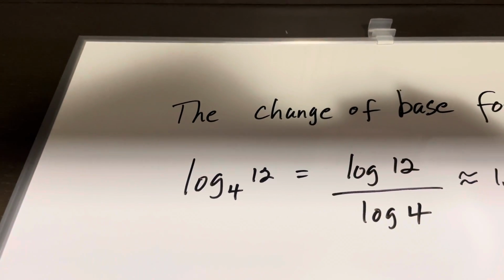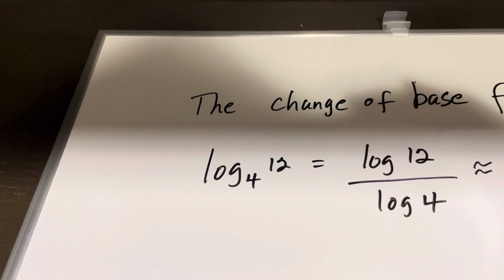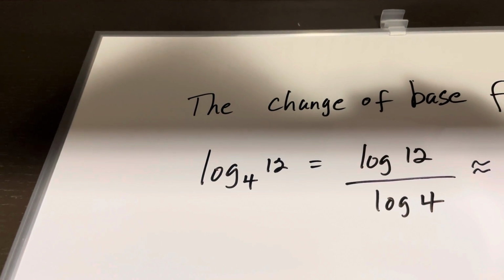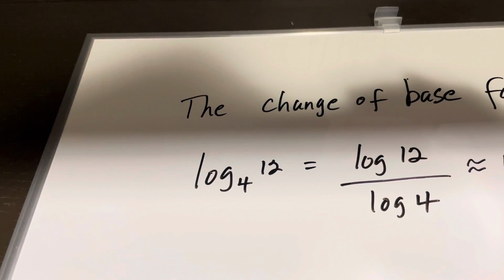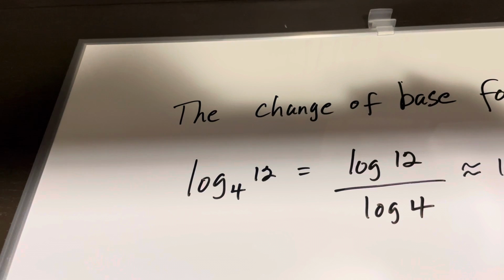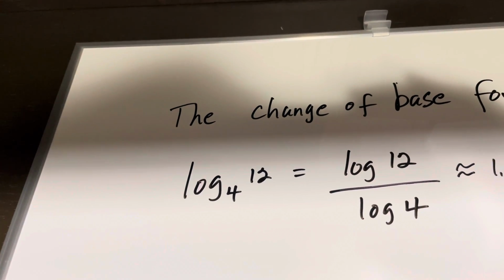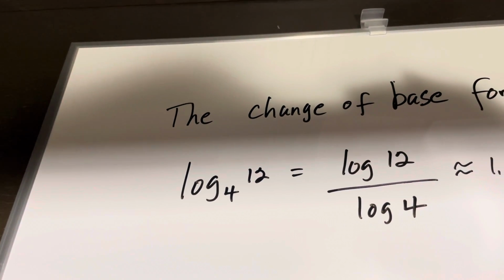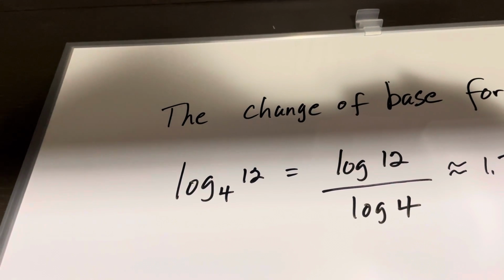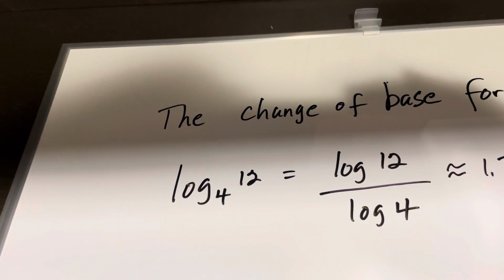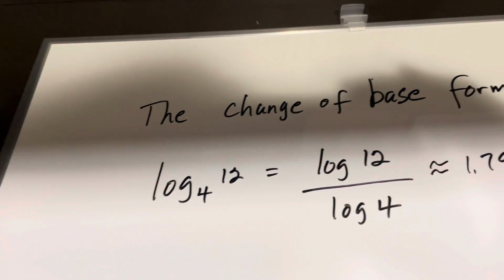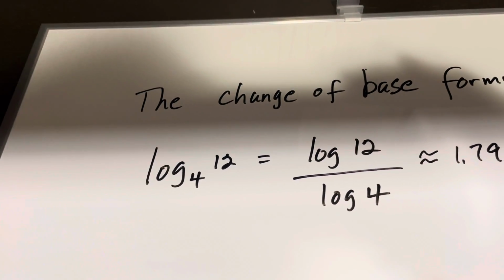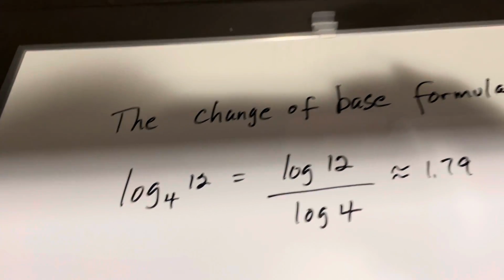If you just try to do this on your calculator, the problem is the LOG button is actually log base 10, and the LN button is actually log base E. So most calculators don't have a log base 4. Now, some of the really expensive calculators might have a way of you typing this in, log of 12 base 4, but almost all of them, even the cheap calculators, have a way for you to type this in if you know the change of base formula.